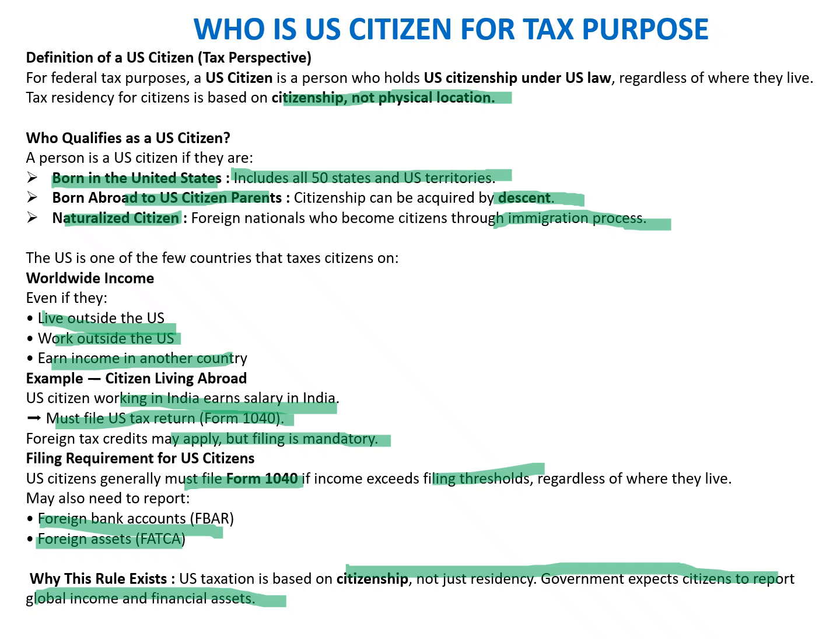So once a US citizen is established, he has to file Form 1040 if the income exceeds the threshold limit, and he has to report all his worldwide income during that particular period. Then he can claim the benefit of double taxation relief. This is a treaty arrangement between the US and the other country in which he is earning the salary. So we'll move to the next slide.